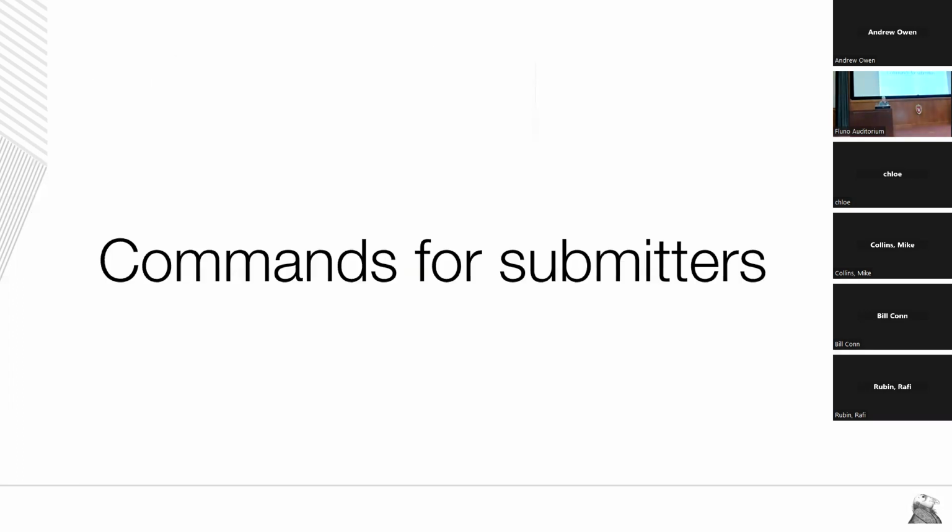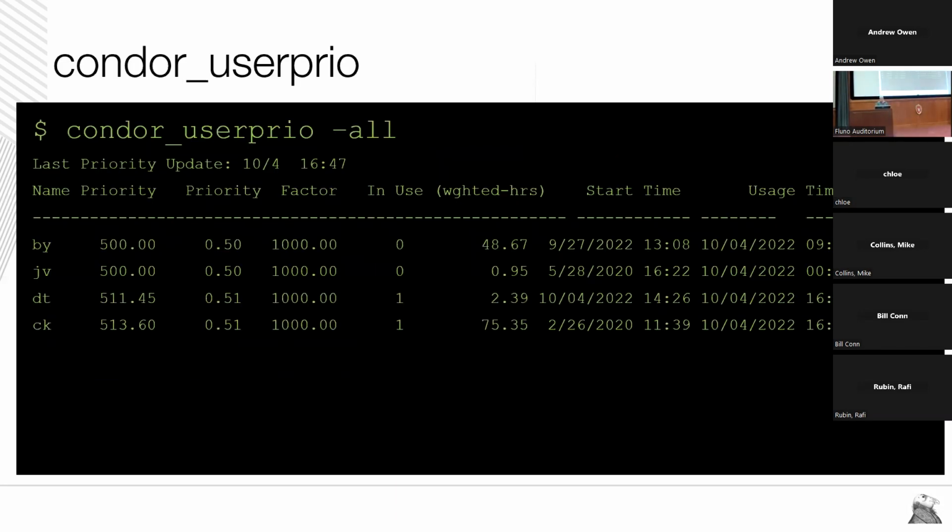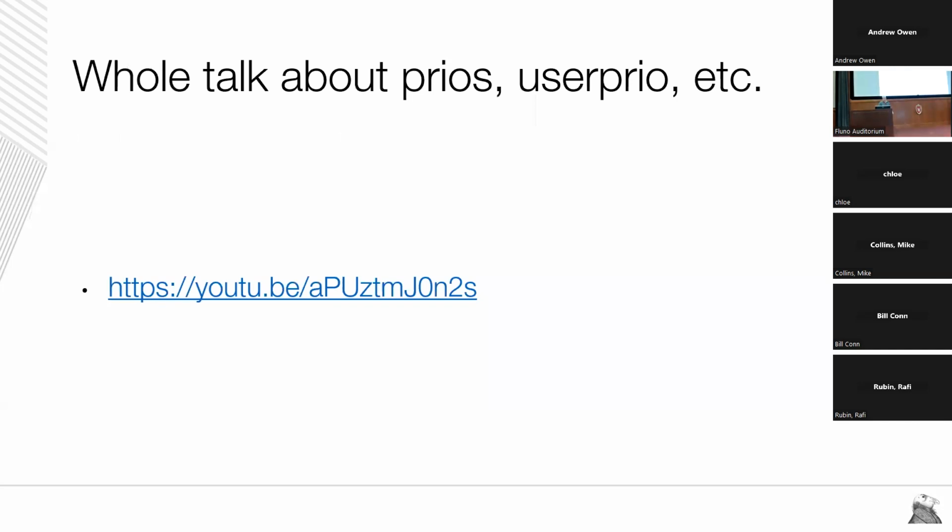Moving on, we have just a couple of commands for submitters. My favorite command, condor_userprio, will tell you about the pool-wide priorities and the pool-wide total usage of all your submitters since the beginning of time, where the beginning of time is when your negotiator starts running. This is very, very handy. And we've got a whole talk about those, which I won't go into here, but if you're really curious about how to set priorities and fair share and unfair share and group quotas, that's a great talk.